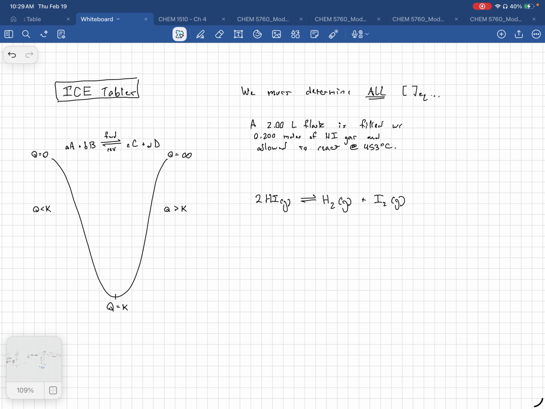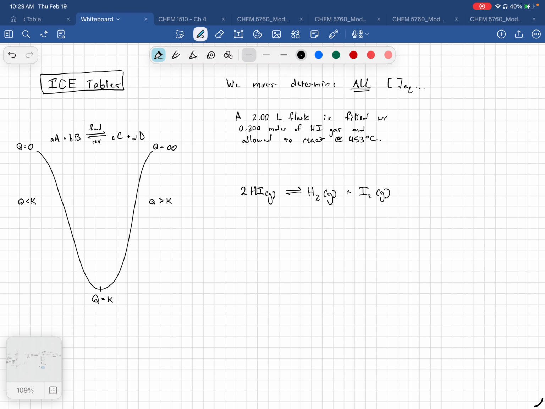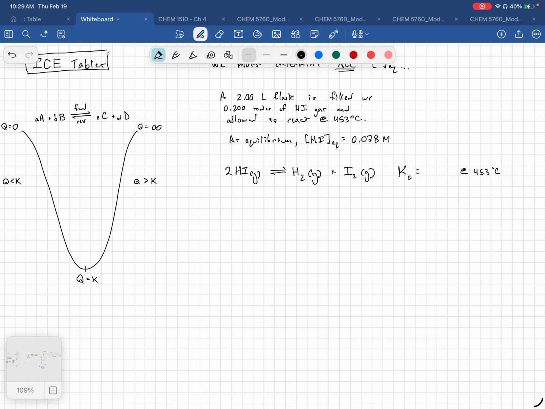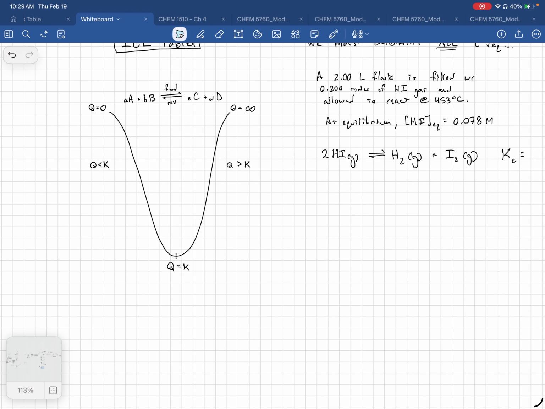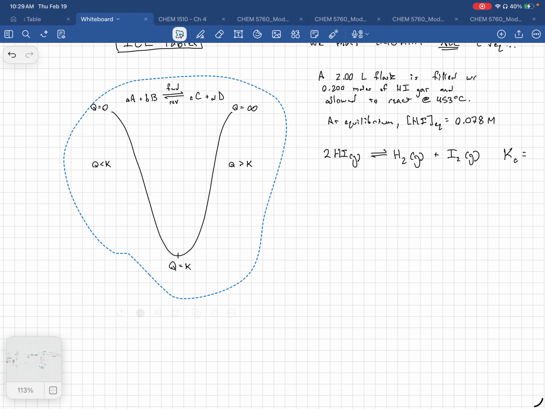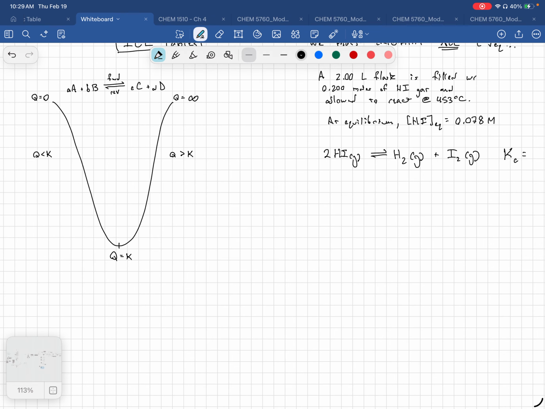Now, in this problem, we're not going to determine all of the equilibrium concentrations, okay? But we are told that at equilibrium, the concentration of HI is 0.078 moles per liter. And what we want to know is, what is K at 453 degrees Celsius? Okay, and so this is where we are going to implement an ICE table. Let me move this over here a little bit because we're going to use that diagram in a moment.